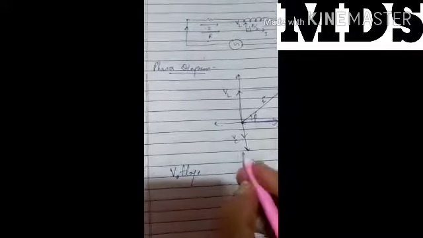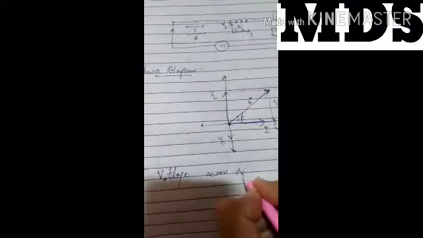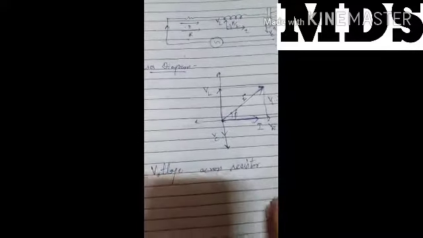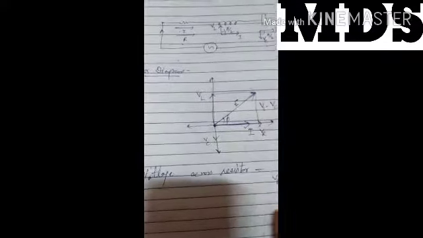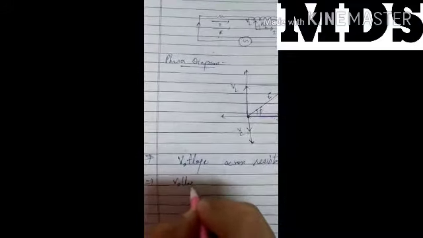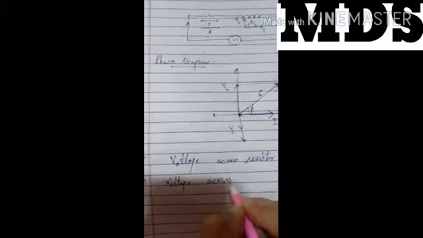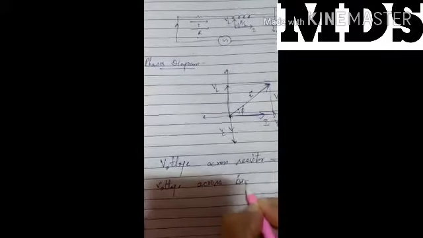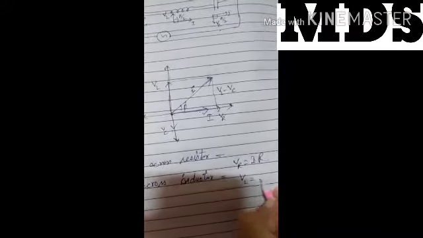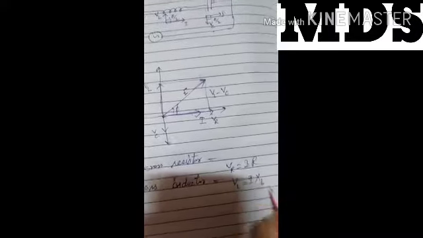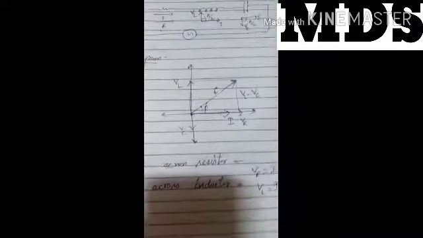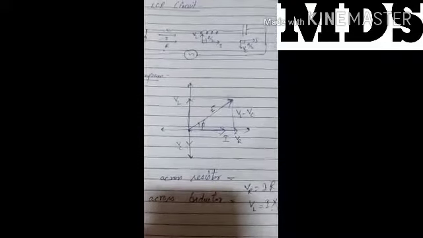Here we can write the voltages. Voltage across the resistor: VR equal to IR. Second, voltage across the inductor: VL equal to I XL. What is XL here? XL denotes the resistance of the inductor. We can say that it is the inductive resistance.